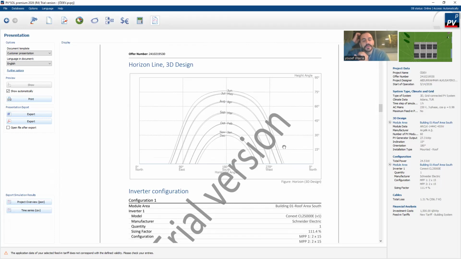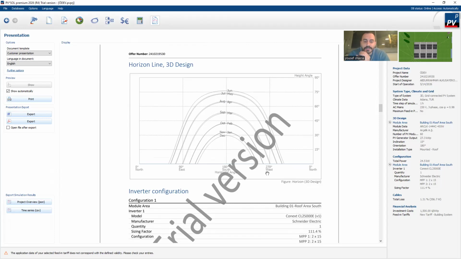The horizontal axis represents the azimuth angle, ranging from north at 0 degrees, through east at 90, south at 180, and west at 270 degrees.